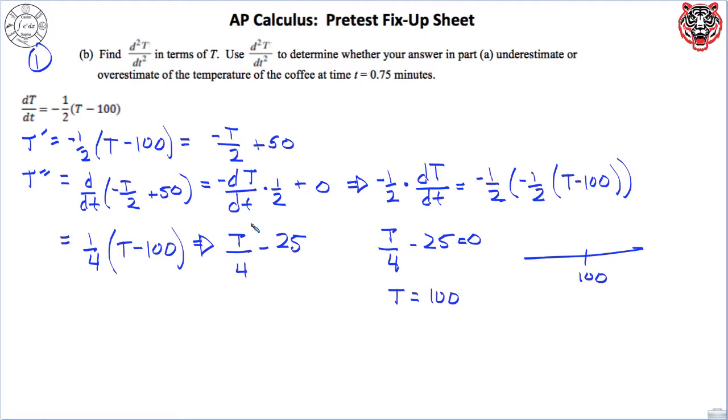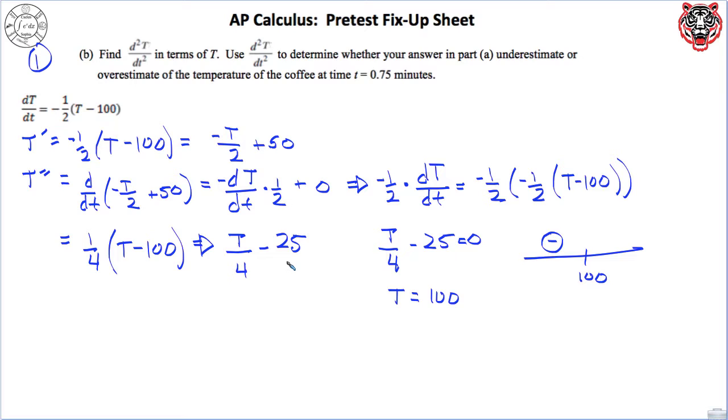If I look at this equation and I plug in, I don't know, something over here, let's plug in 0. If I plug in 0, this is going to be 0 over 4 minus 25. This is going to be a negative. Plug in something bigger than 100. Let's try 200. If I plug in 200, that's going to be 200 divided by 4, which is 8. 8 minus 25 is also a negative.